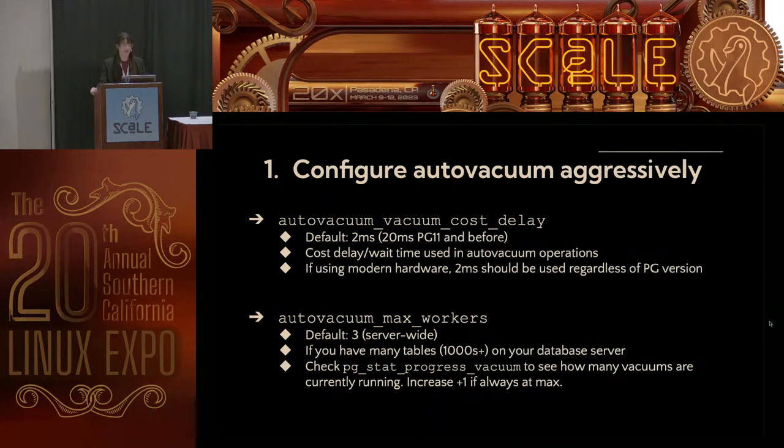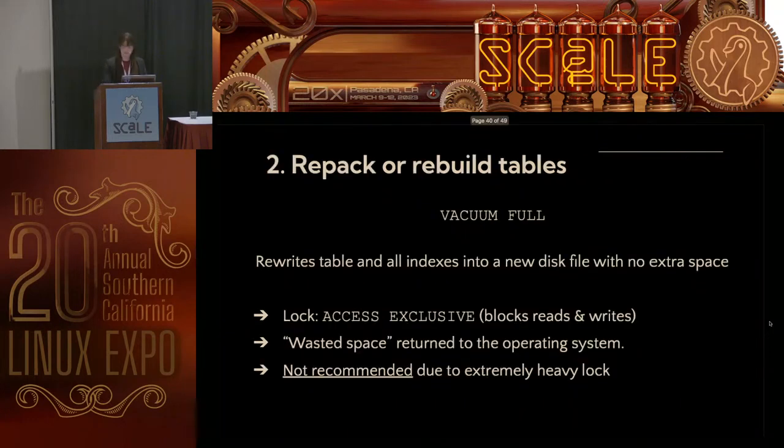This is something where, if you have maybe thousands of tables, you can look in pg_stat_progress_vacuum and you see, oh wow, we're pretty much always running all 3 of our workers. Then you might want to start tuning up by 1, see how it goes, see how your overall process reacts to that, and consider that as well. The second thing you can do is repack or rebuild tables. The native vanilla Postgres way of doing this is VACUUM FULL.